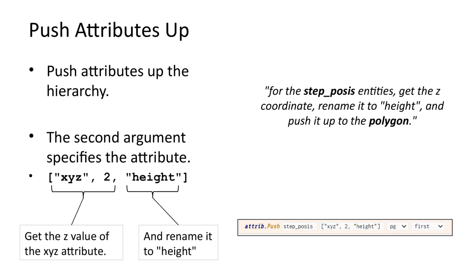Now let's look at a slightly more complex example, where we are pushing attributes up the hierarchy. In this case, we want to push the z-coordinate of the positions up to the polygons. This means we need to specify that we want the second item from the attribute named xyz. And in addition, when we push the attribute, we also want to rename it to height. All this can be achieved by specifying a list of values for the second argument. The first value in the list is the existing attribute name. The second is the index. And the third is the new attribute name.